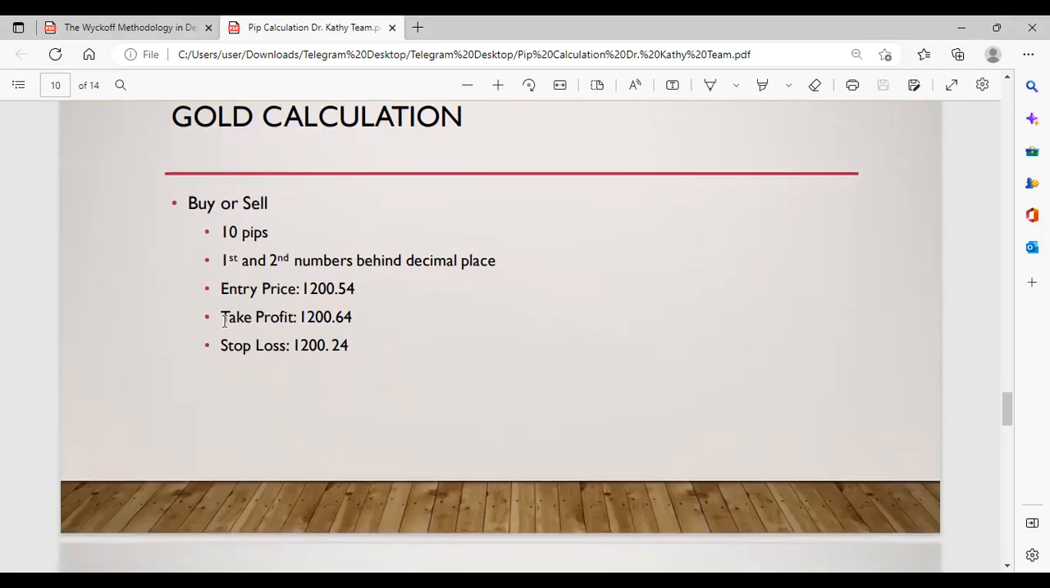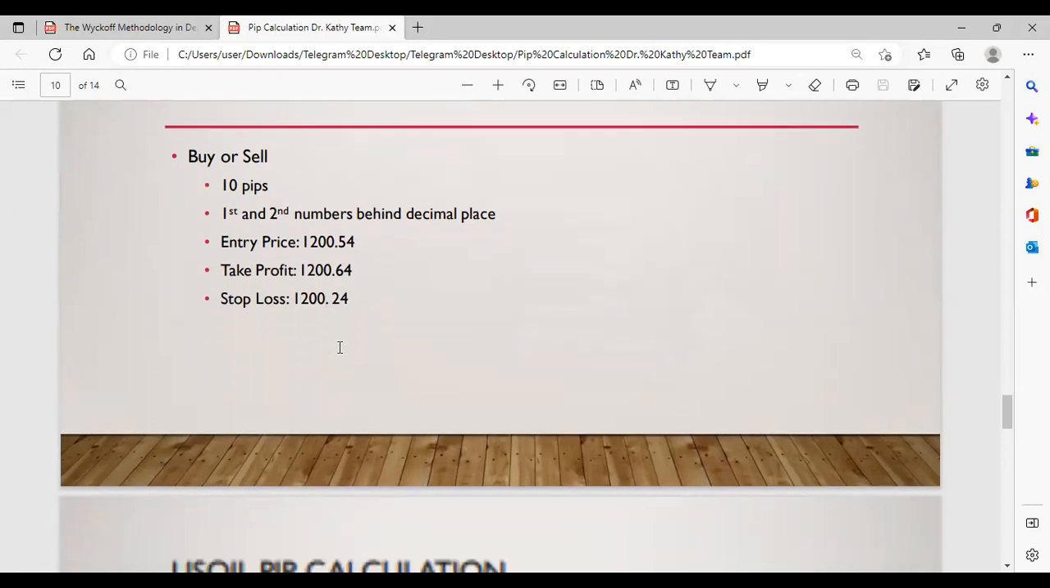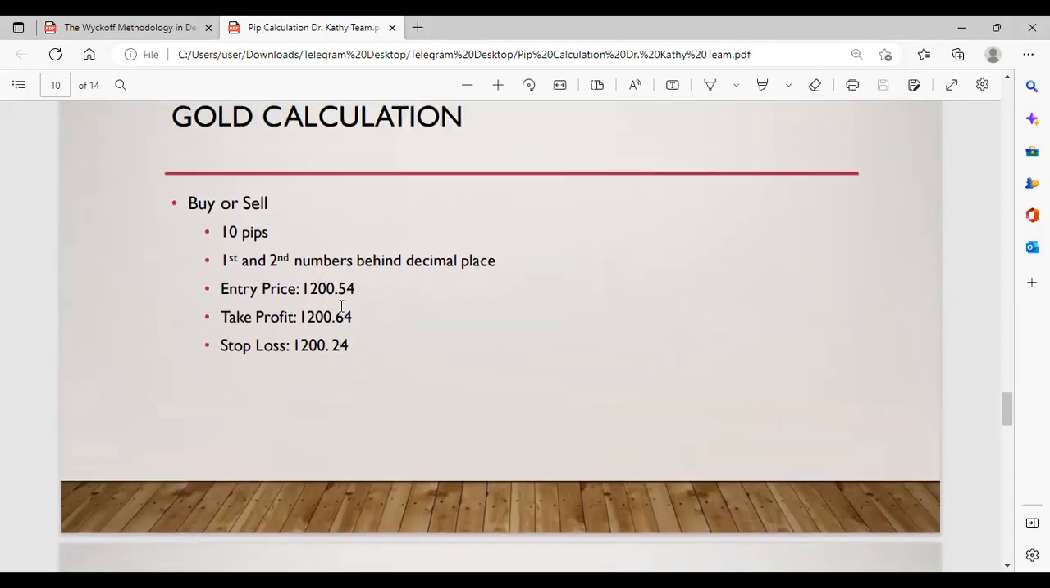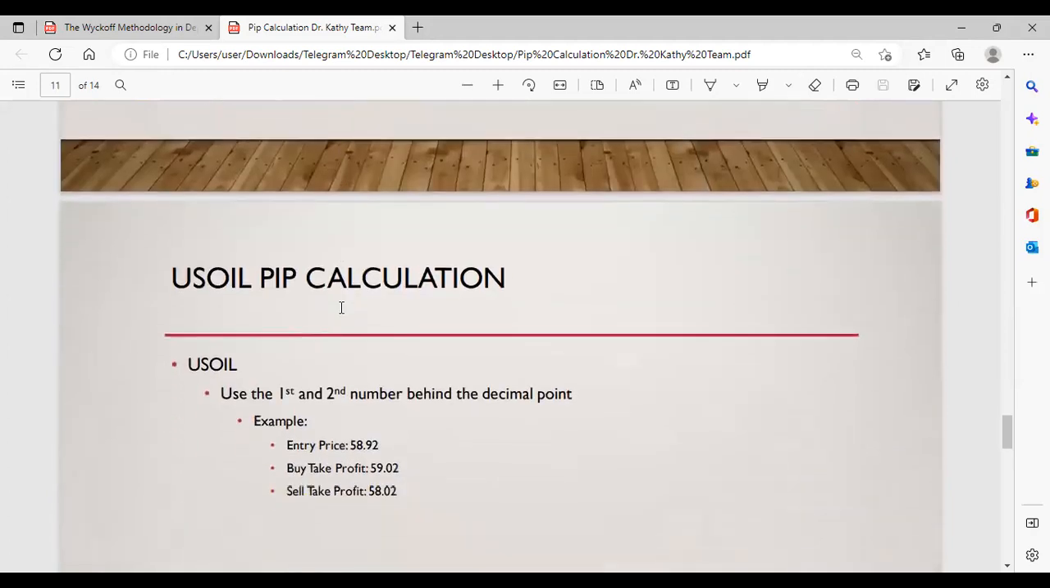So entry, you can see that 1200, right? Point 54. 10 pips is going to give you 64. That's 10 pips and above. And stop loss, you can see is 30 minus 30 equals 24. Right? So you do the same thing if you're buy. This one is a buy. So this is just the same thing as the sell, right? Yes.